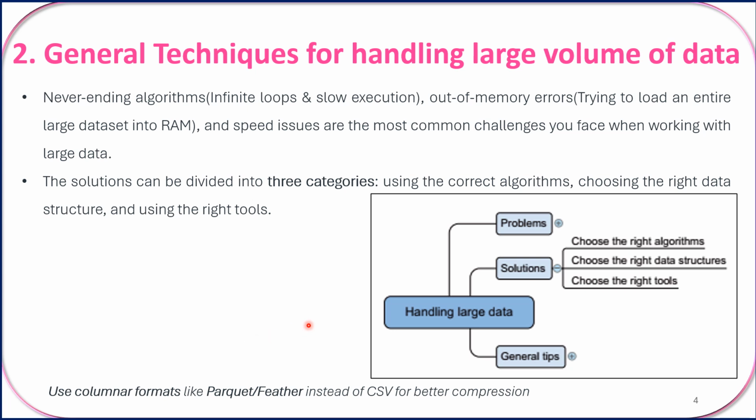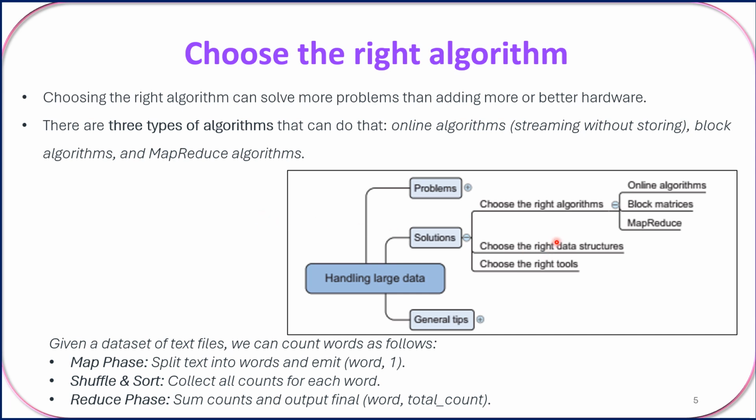So what are the solutions that we have, the techniques to solve this? It is choosing the right algorithm, choosing the right data structure, and choosing the right tool. So let us see the different algorithms that we have: online algorithms, block matrices, and MapReduce. Streaming with sorting and storing is the online algorithm. And in MapReduce there are other things like the map phase, where we split the text into words and emit them, and also shuffle and sort, and the reduce phase, where we sum the counts and output the final total count.